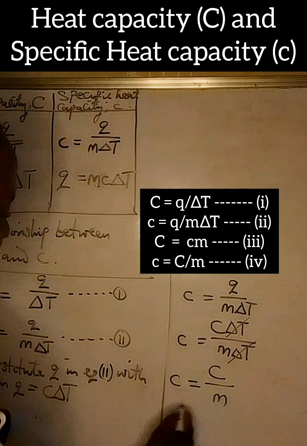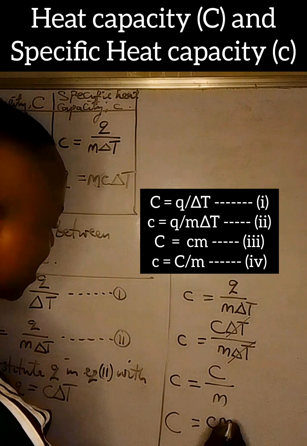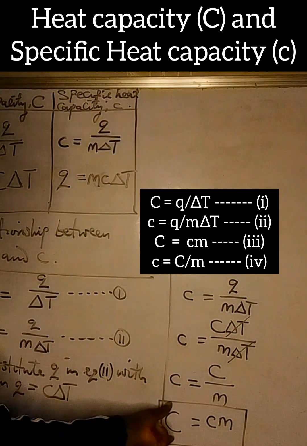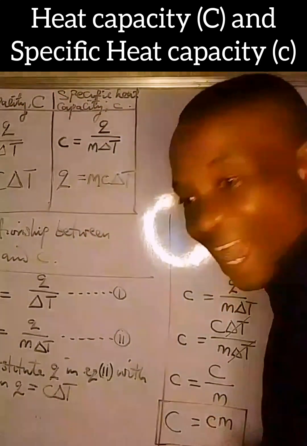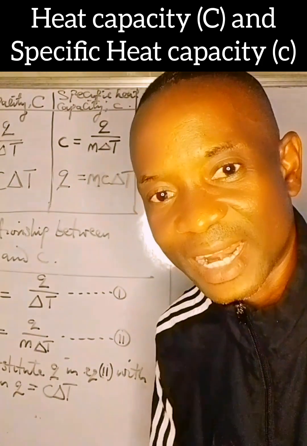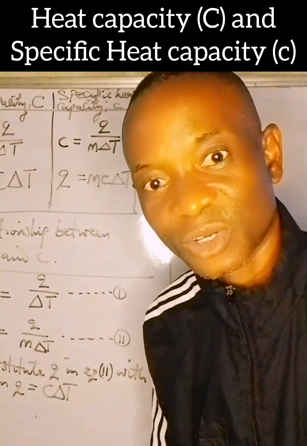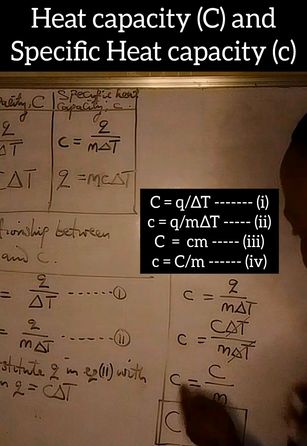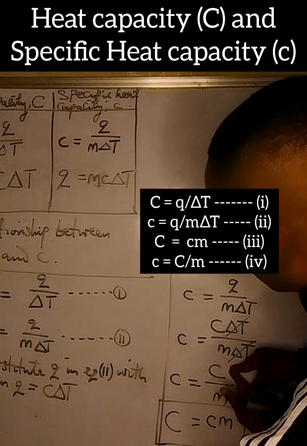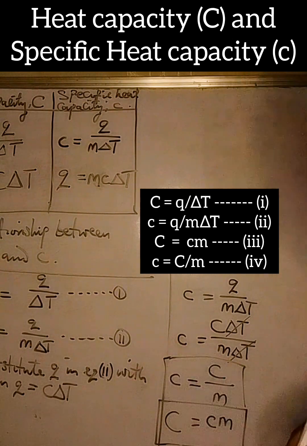Therefore, you can clear the fraction by saying capital C equals small c times the mass. And this is the relationship between heat capacity and specific heat capacity. So the heat capacity can now be given a mathematical baptismal name from this relation. We can now say that heat capacity is the product of specific heat capacity and the mass of the system. From here, you can also define specific heat capacity as the ratio of heat capacity to the mass of the system. So these two equations are very important in thermodynamics.